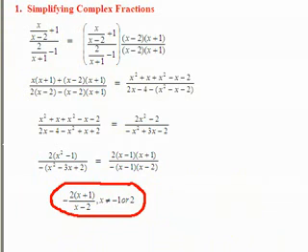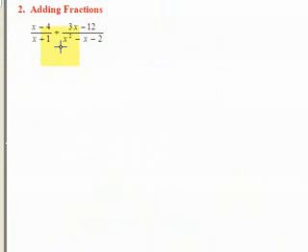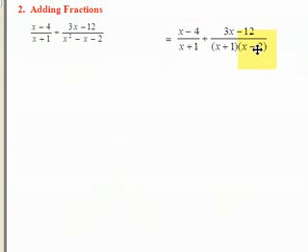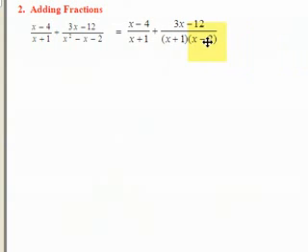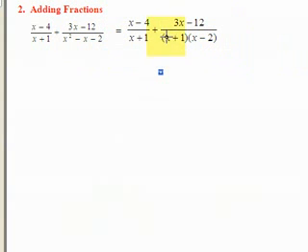This is an example of how we add fractions using the least common denominator. The first thing we need to do, if we have to factor, both denominators need to be factored. The denominator of the first one already is factored, but the denominator in the second term needs to be factored as x plus 1 times x minus 2. And from this stage to this stage, we need to express each fraction with that least common denominator.